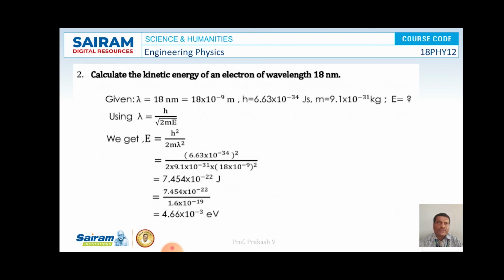Now substitute the values of h, m and lambda in the equation, such that on simplification we are going to get the value of E as 4.66 × 10^-3 electron volts. So this is the solution for the given problem. So here the kinetic energy of the electron of wavelength 18 nanometer is considered, and by making use of the equation E is equal to h squared by 2m lambda squared, we can calculate the energy associated with the electron. So finally the value of energy E is equal to 4.66 × 10^-3 electron volts.